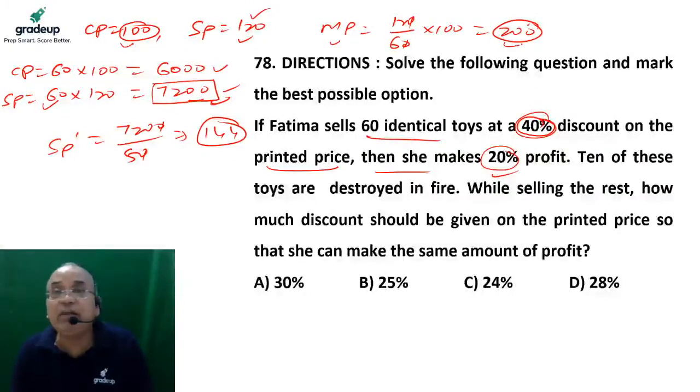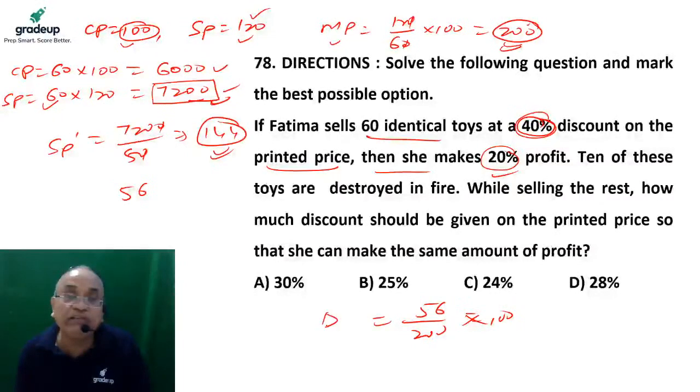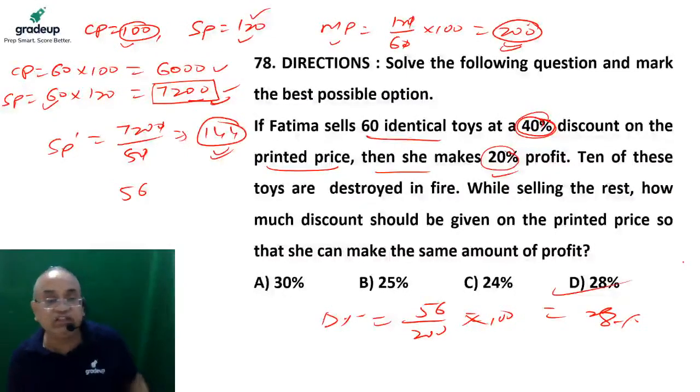Mark price is nothing but how much? 200. Now the new selling price is nothing but what? 144. So a discount of 56 needs to be given, 200 minus 144. 56 rupees discount we need to give on 200, into 100. Then the discount percentage is nothing but 28% now. This is the answer to the question.